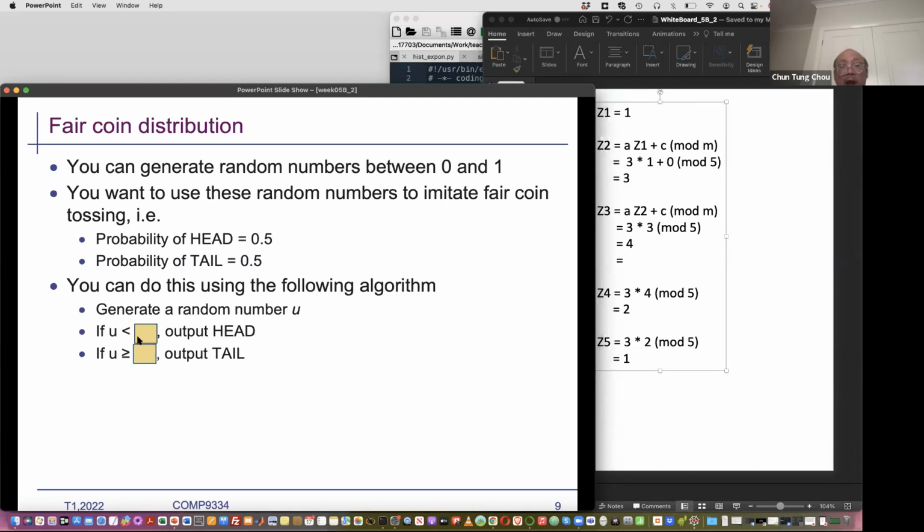So I want to use this algorithm to imitate a fair coin. I generate a random number u. If u is less than a certain number, I say it's head. If u is bigger than that number, I put tail. I want the probability of getting head and the probability of getting tail to both be 0.5. So what number should I choose here, so that this algorithm gives me half a chance of getting head and half a chance of getting tail?